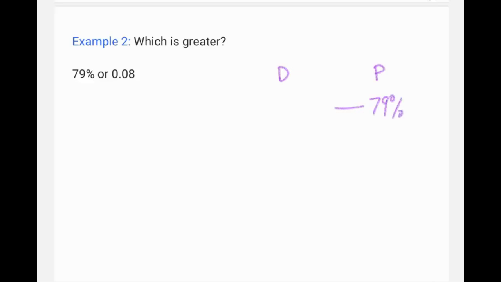So I want to go to the decimal, meaning I have to go to the left 2 place values over. So that becomes 9, and then I have the decimal place in the back of that 9. So we're going to move it 2 places over. That's 1 place value, 2 place value. So I have a 0.79. So now we're comparing that to 0.08 to see which is greater. So in this case, the 0.79 is greater than the 0.08.